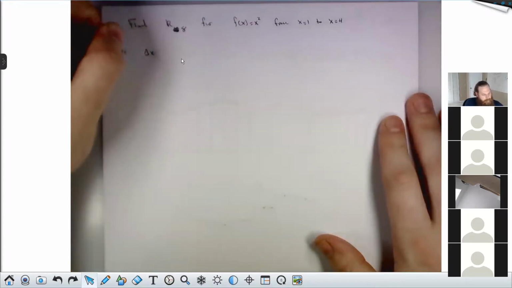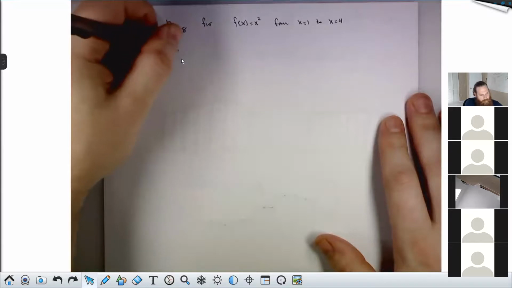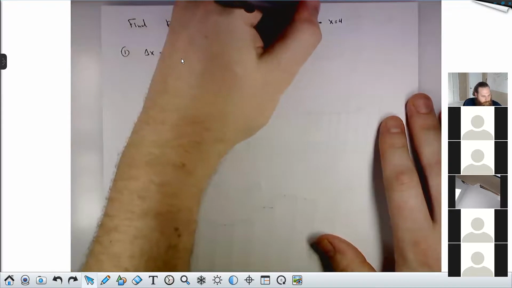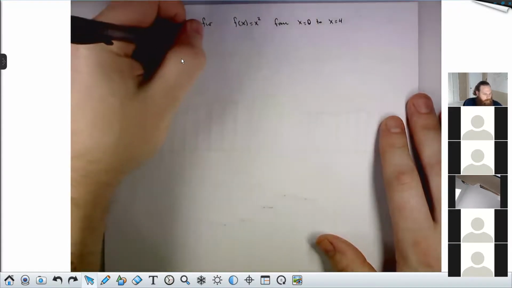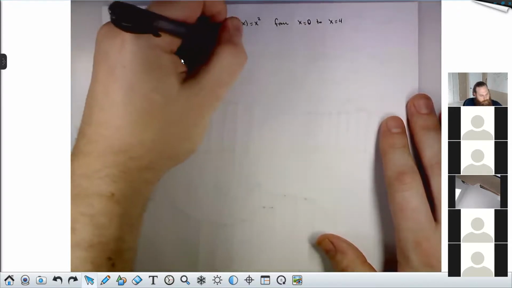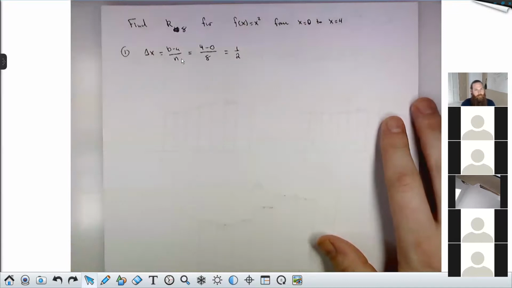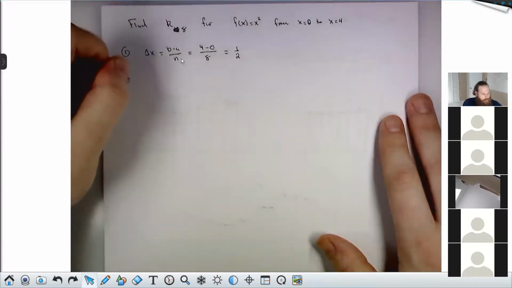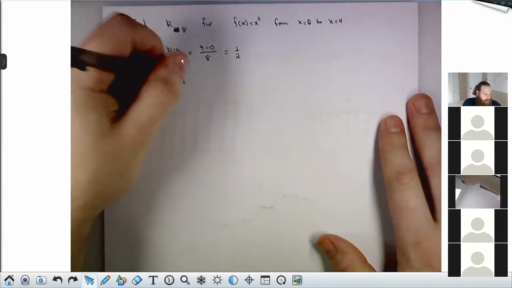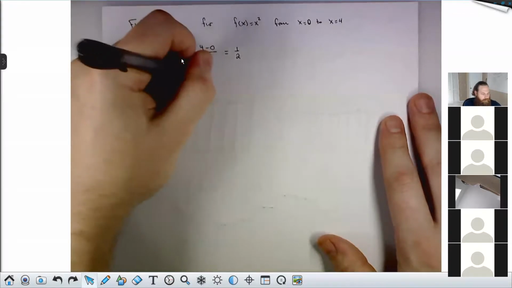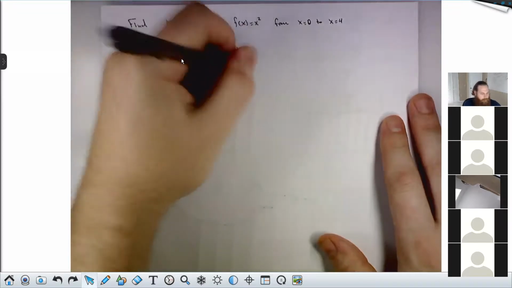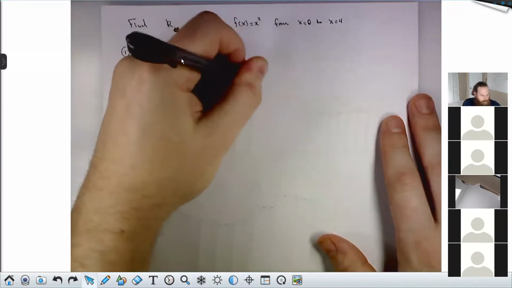First, I calculate delta x. That's b minus a over n. In this case, that's, oh, I said 1 to 4. I want to do 0 to 4, sorry. That's 4 minus 0 over 8, which means this is 4 over 8, or 1/2. Then I calculate my xi's. xi is a plus i delta x, which is 0 plus i times 1/2, or i over 2.